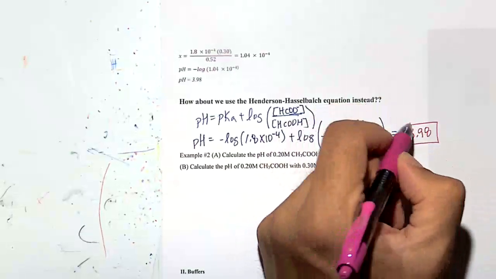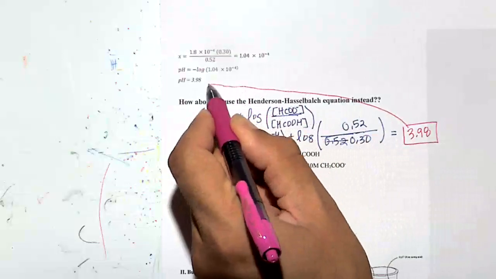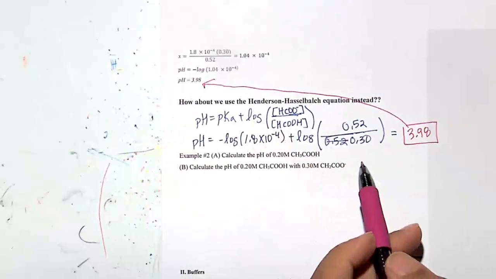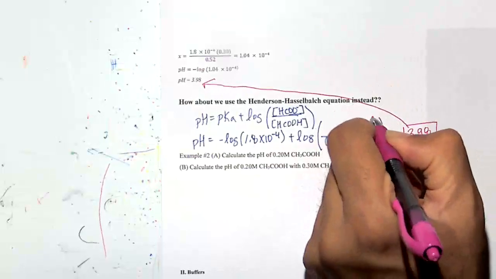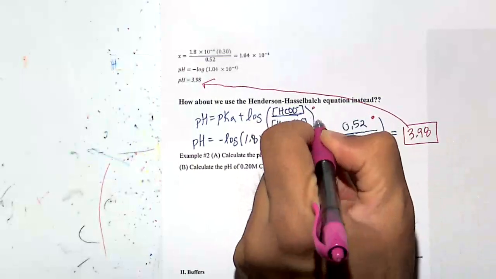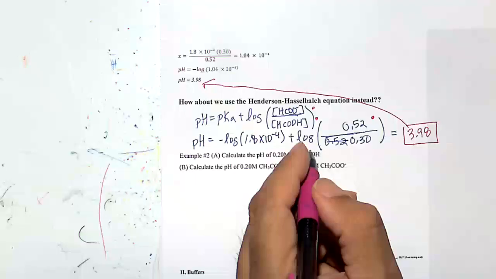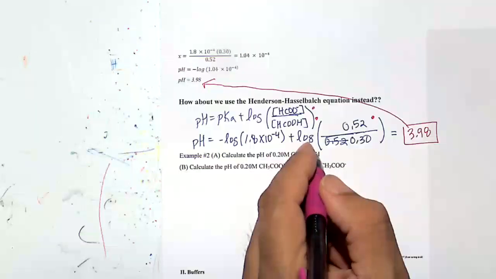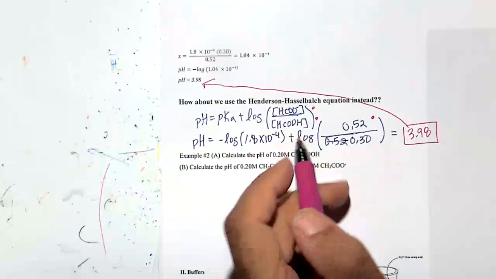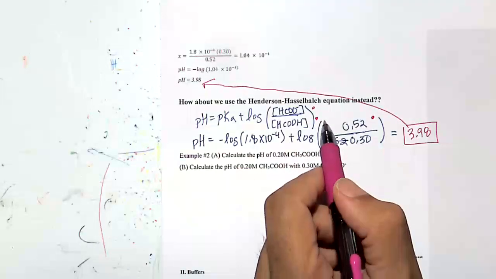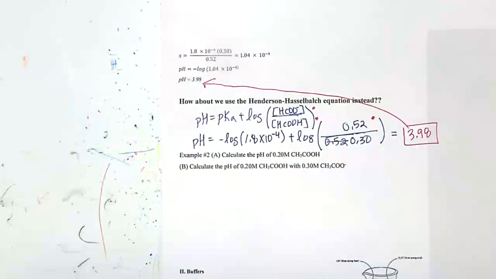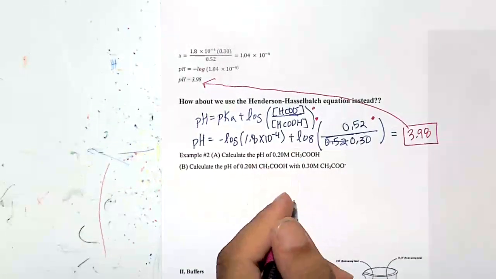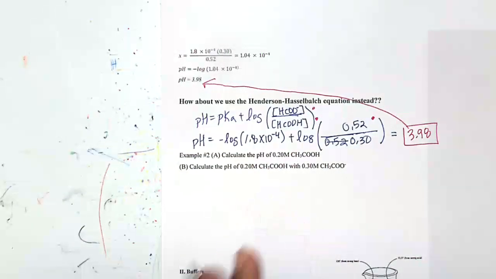3.98. So instead of doing an ICE table, you can use this equation. When do we use this equation? When you have the conjugate base alongside the acid, its conjugate acid. That's when you use this Henderson-Hasselbalch equation.